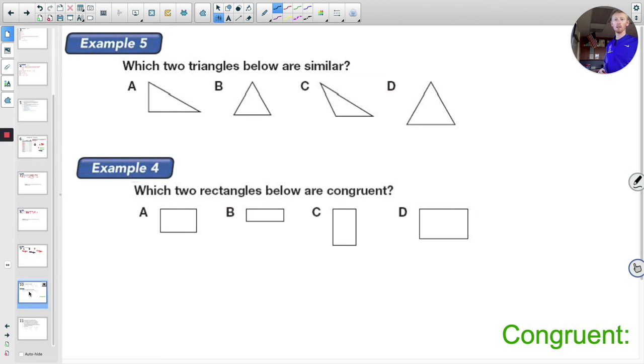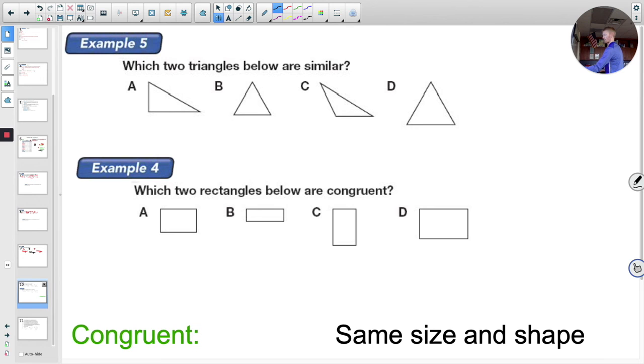All right, which two triangles below are similar? Similar. So we have congruency. So write down congruent. Same size, same shape. Okay? Same size, same shape. Which two of these triangles up here are similar? B and D are similar, right? They look pretty similar. One's a little bit bigger than the other. They are not congruent, though. They need to be the same size and same shape to be congruent.